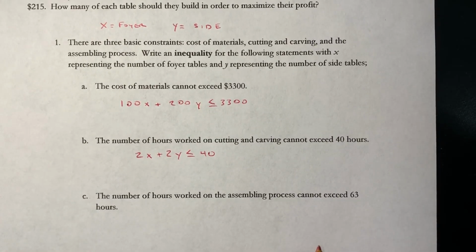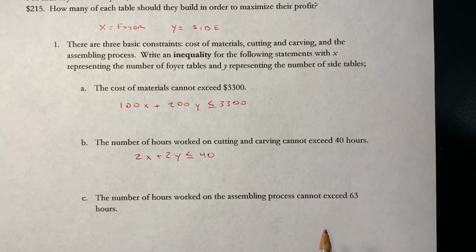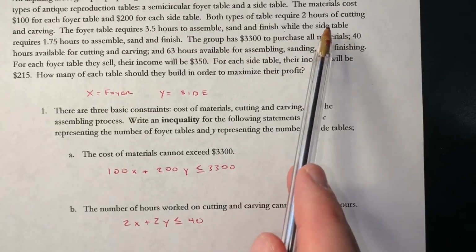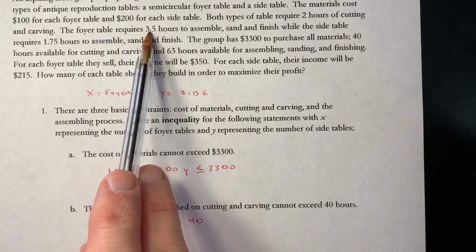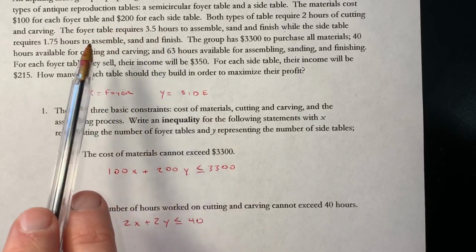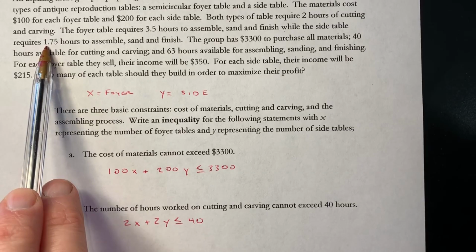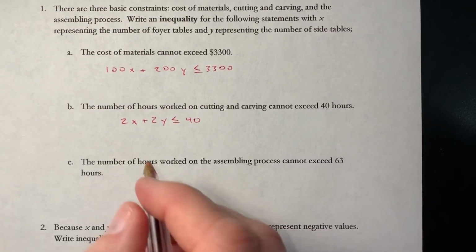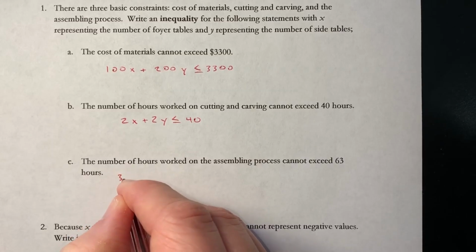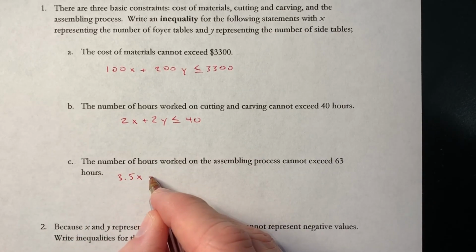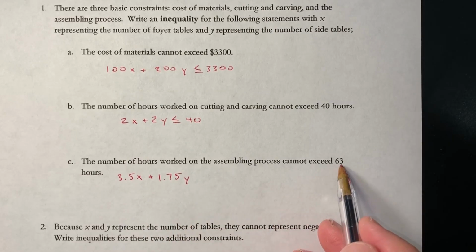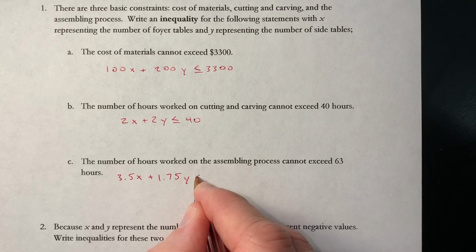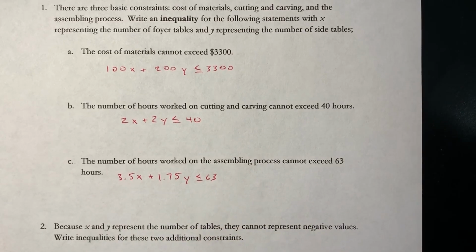The number of hours worked on the assembling process cannot exceed 63 hours. So it takes 3.5 hours to go through the assembly process for a foyer table, and it takes 1.75 hours for every side table. So that's 3.5 for every foyer table plus 1.75 for every side table. That cannot exceed 63 hours, so it has to be less than or equal to 63.